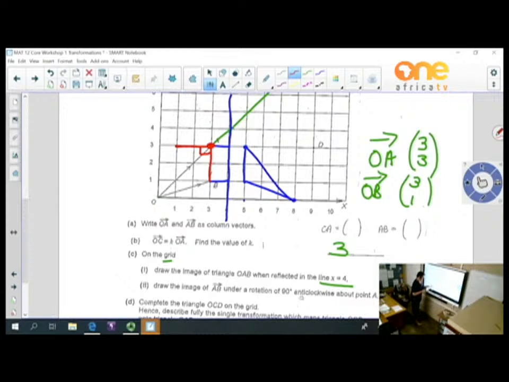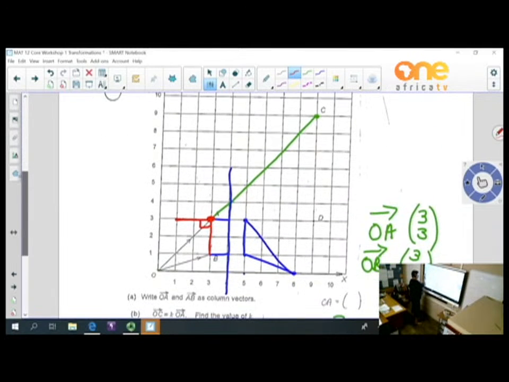And then they say, complete OCD, the scale factor of the enlargement is 3, and the center is 0, 0. Now we already have OC, yeah, and you can just join the points there. So now we just draw D, and this must be joined with O. So there's your enlargement on that one.